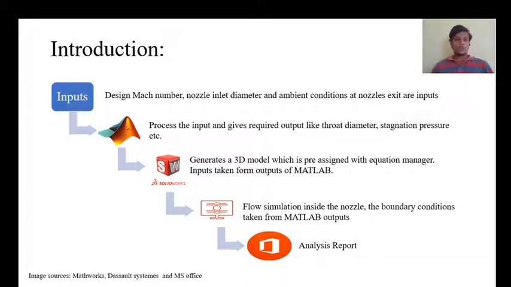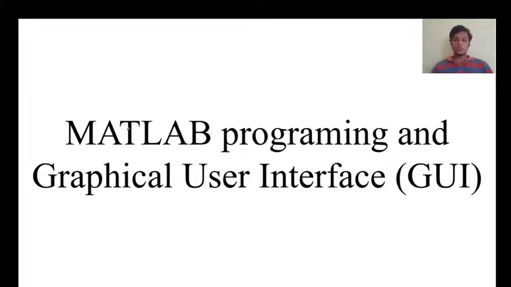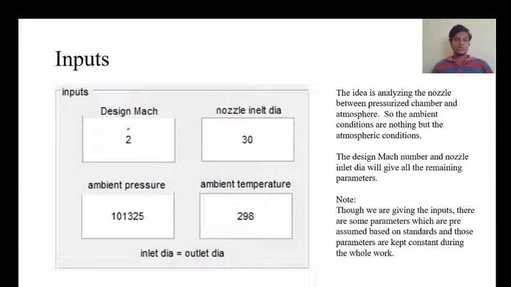And the next slide is the MATLAB programming and graphical user interface, and these are the inputs we are going to give in the graphical user interface. The Mach 2, that means what is the type of nozzle we want, the nozzle inlet diameter, and what are the ambient pressures and ambient temperatures. We must show that there is a condition: the inlet diameter and the outlet diameter for the convergent divergent nozzle are the same here.